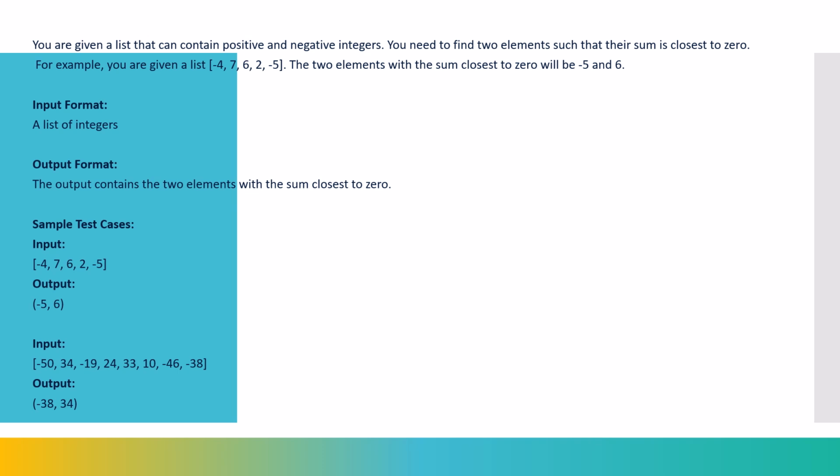Here we are given a list containing two kinds of integers, that is positive and negative. We need to find the sum of two integers such that it is closest to 0 or 1. For example, we are given a list containing -4, 7, 6, 2, -5. The two elements with the sum closest to 0 will be -5 and 6.